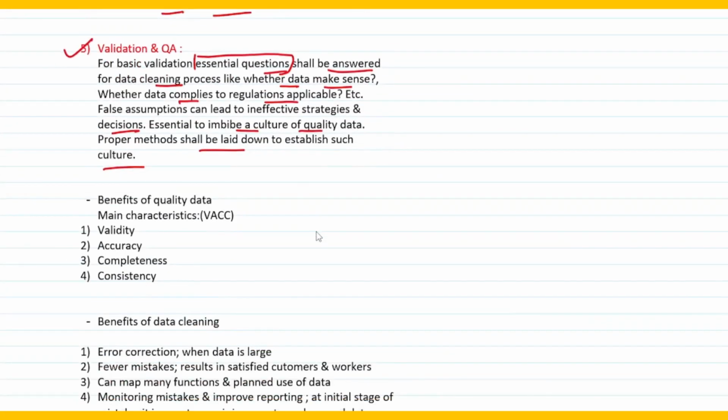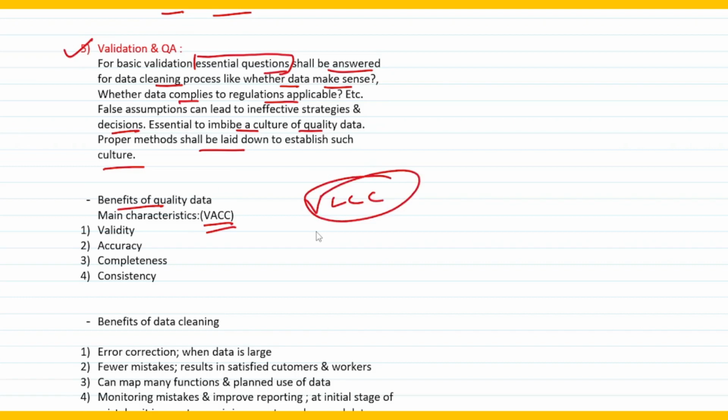Okay. Now, what are the benefits of quality data? I remember it in an easier way. The benefits of quality data, you can say VACC. There is something called a VLCC, if you have heard about it. That's a weight losing program that is conducted by some organization or a private entity.